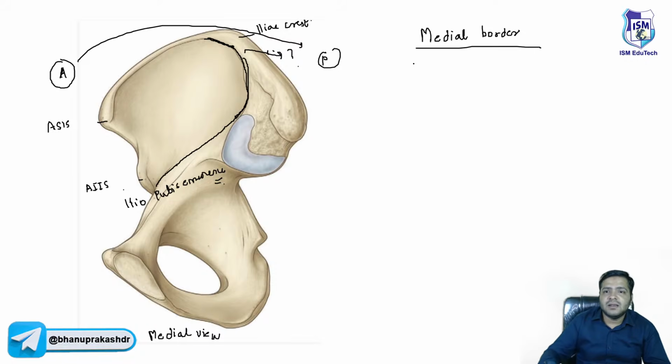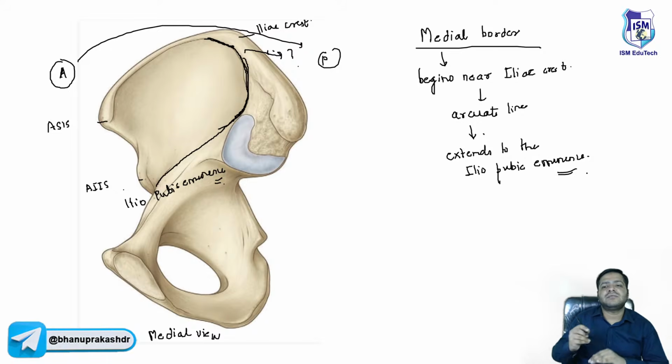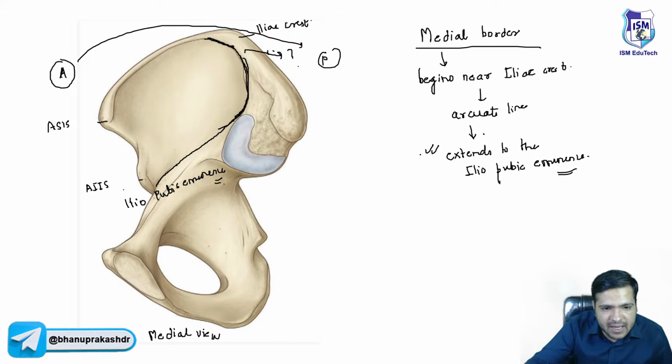So remember beta, when I say medial border, it begins near the iliac crest, then forms an arcuate line, an arc-like line like this, and it extends to the iliopubic eminence over here. So yes, it extends to the iliopubic eminence, right?